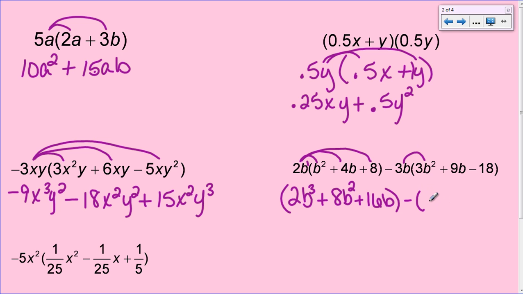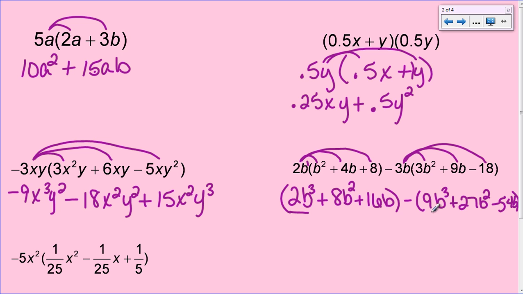3b times 3b squared becomes 9b to the third, for the same reason that that was b to the third. Then 3b times 9b becomes 27b squared. And then 3b times that negative 18, that becomes 54b. And now I have to subtract these 2 pieces from one another. So remember, like terms with like terms, and keep up with the fact that this is a subtraction symbol here, so we have to take care of it.